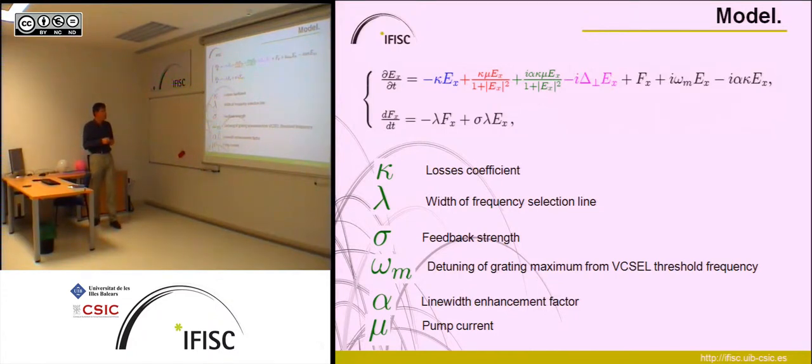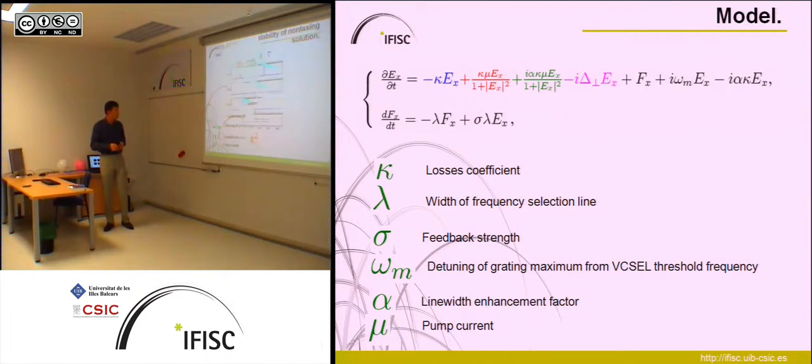Evidently if you put 0 here, the derivative is 0, 0 here, everywhere is 0. So 0 equals 0, a trivial solution. And this solution is very important. Why? If it is stable, then we don't have emission, the field is 0. But if it is unstable, the field starts to grow, and we can see the generation of this system.